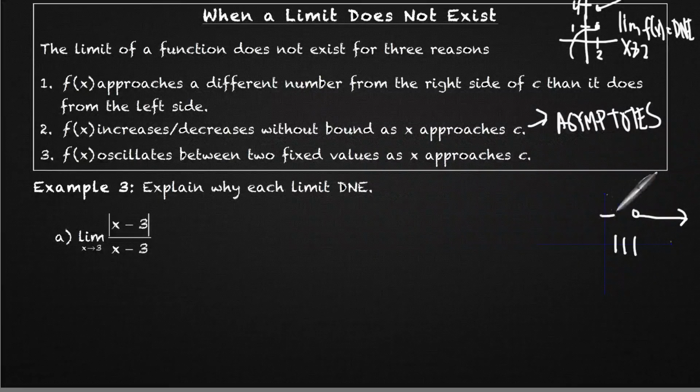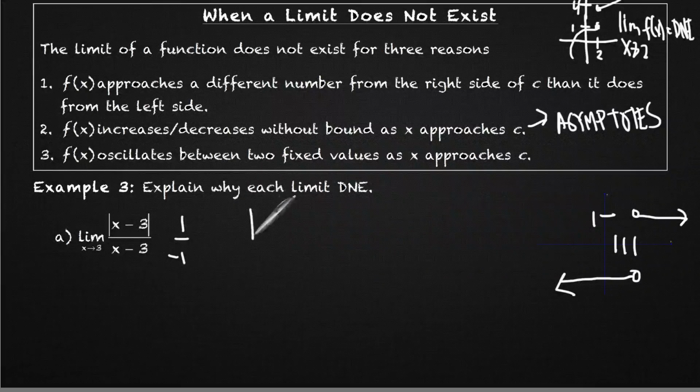However, if you plug in a number smaller than 3, like let's say 2. 2 minus 3 is negative 1, but the absolute value of negative 1 is 1. And 2 minus 3 is negative 1. And so a positive 1 over negative 1 is going to give you a negative 1. So for any number less than 3, it's going to be negative 1. Now what's the problem here? As you get closer to 3 from the left side, the limit is approaching negative 1. As you get closer to 3 from the right, the limit is approaching 1.